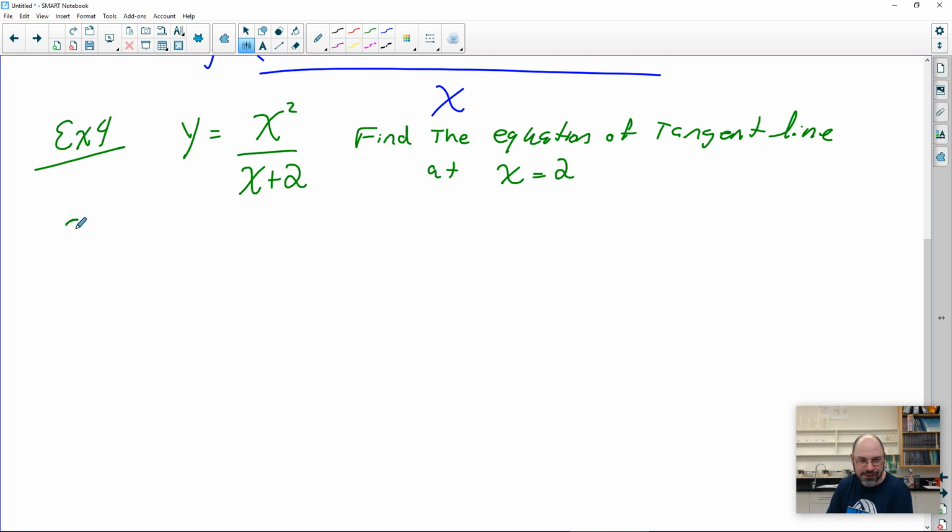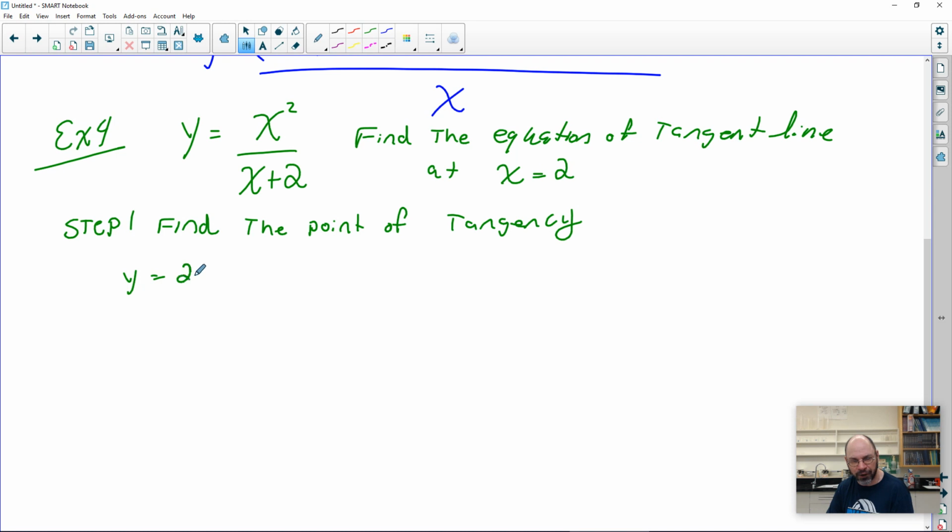Okay, so step 1, as we know, is to find that point. We need the point and the slope so that we can use the slope-intercept form of a line to get the line equation. Find the point of tangency. Okay, so what we do is we plug into our equation. So y equals 2 squared over 2 plus 2. That's why I picked 2 there. I almost went with 1, which would have made it a lot messier. So that's going to give us 4 over 4, which equals 1.